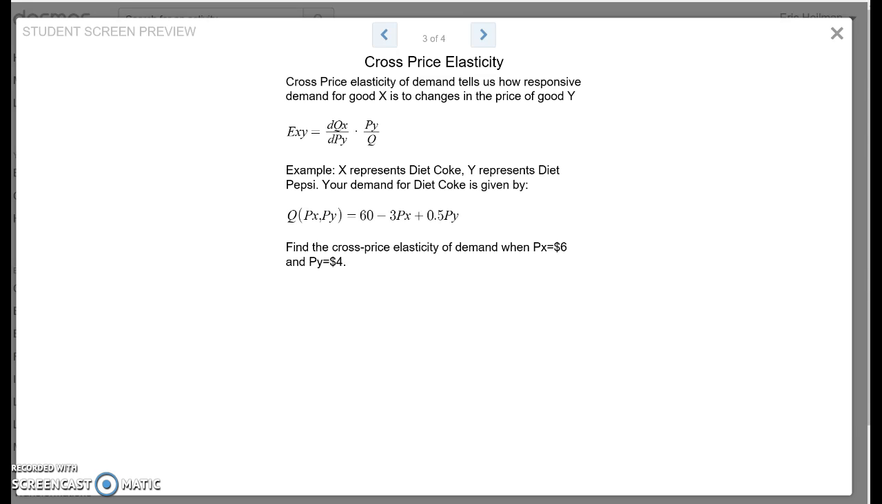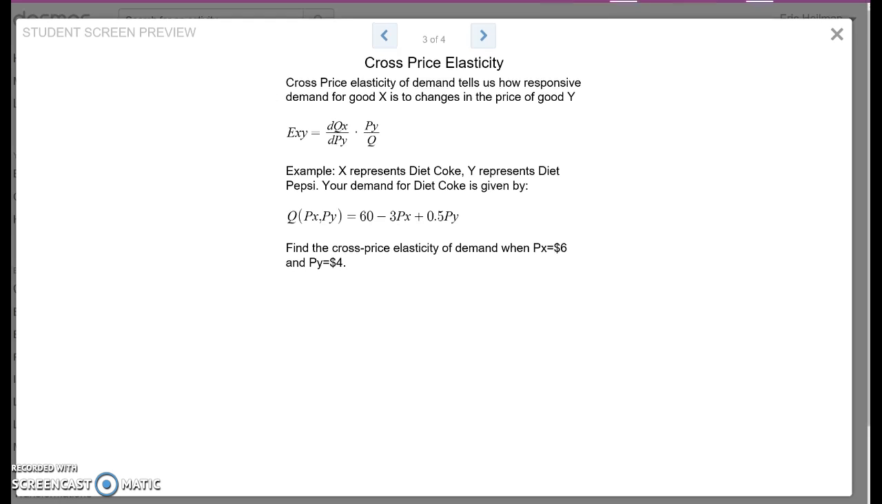Okay, so cross price elasticity is how responsive your demand for a good is to changes in the prices of related goods. As we saw before, the formula is basically still the same, but now we're taking the derivative of the demand function with respect to other goods, and then the price of other goods takes the place in this piece. So go ahead and try to figure out what the cross-price elasticity is for this demand function.